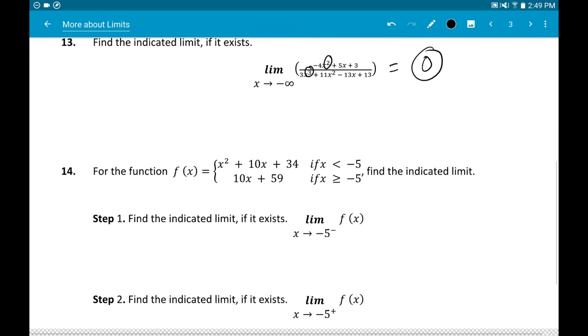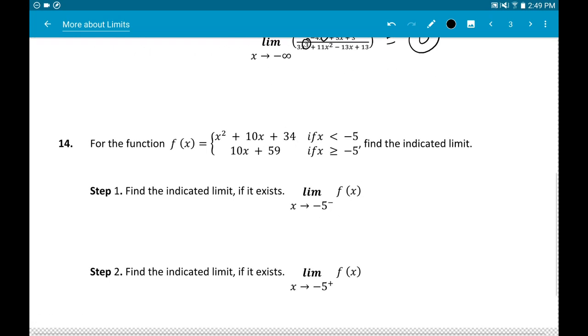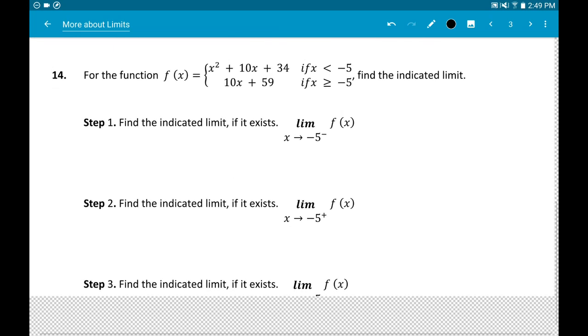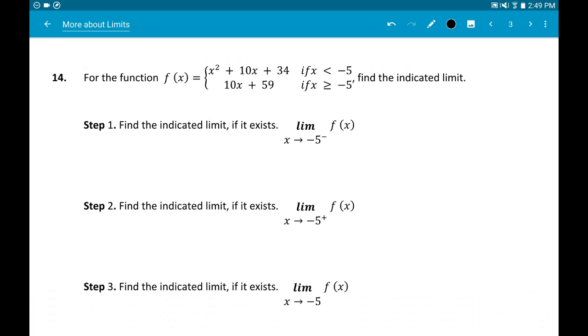Alright, then let's get down here to this piecewise function. So this is not a limit at infinity. It's limit as x approaches a number, -5, and they're actually going to ask us to do it left-sided in step 1, right-sided in step 2, and two-sided in step 3. So remember, this was again what we did previously in previous sections. Left-sided limits go with the less than sign. So less than is left-sided. So we should be plugging -5 into that top piece.